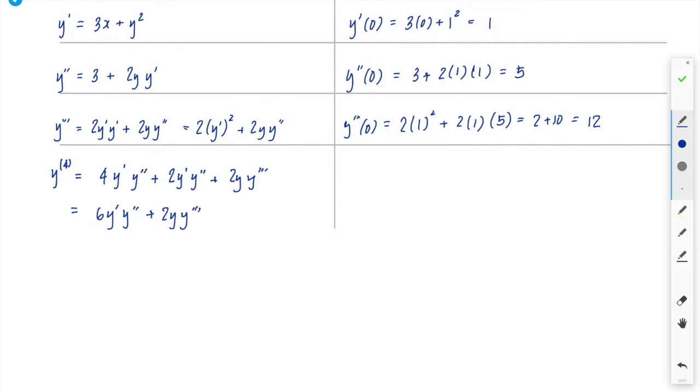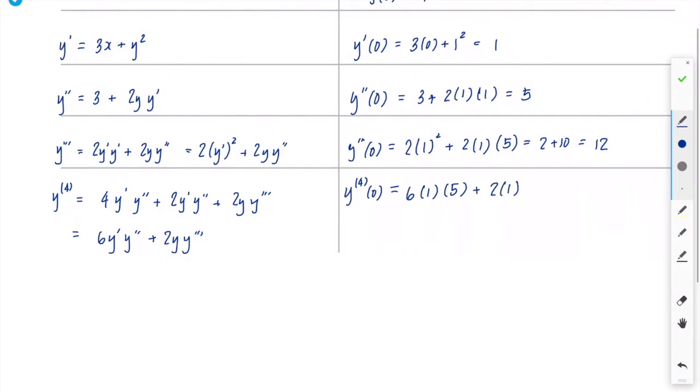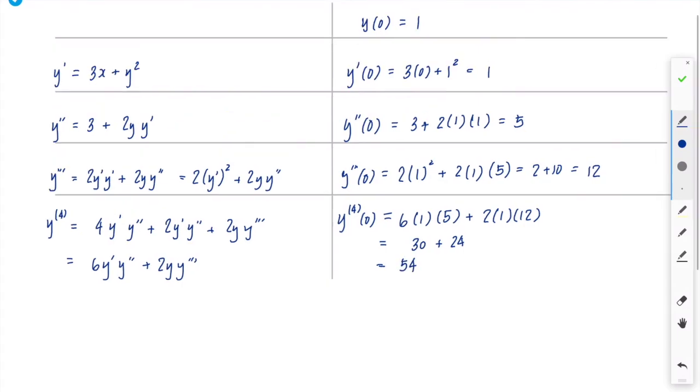Okay? So now I have the fourth derivative at 0. 6 times y prime, 1, y double prime, 5, plus 2 times y, which is 1, and y triple prime, which is 12. So here we have 30 plus 24, which is 54.